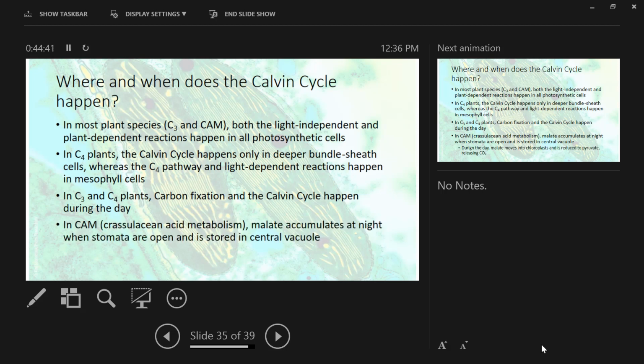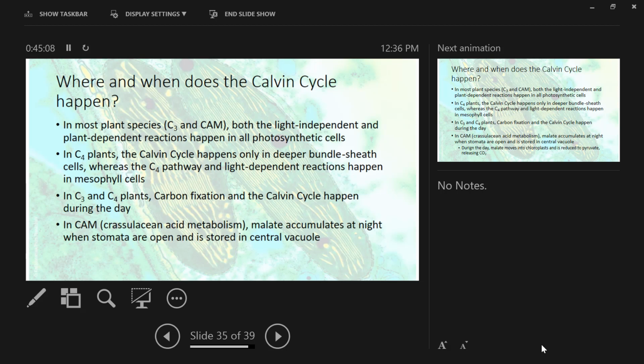In CAM plants, which CAM stands for crassulacean acid metabolism, and if you never remember that phrase, I don't care. I do not care whether you can reproduce that. I just wanted to give it to you. So in CAM plants, they still do the C4 pathway where they fix carbon onto oxaloacetate and then reduce that into malate, but that process only happens at night.